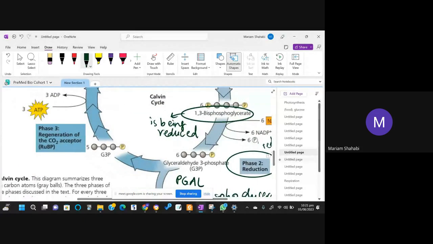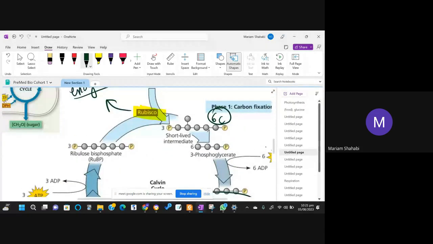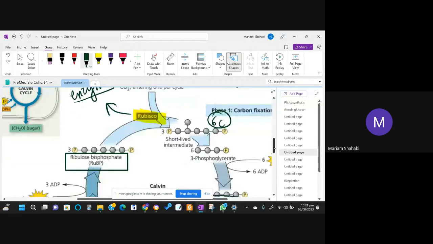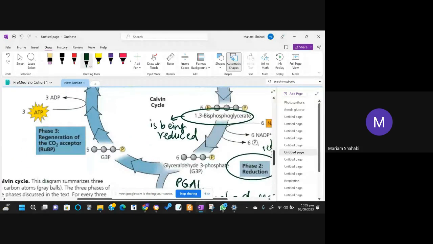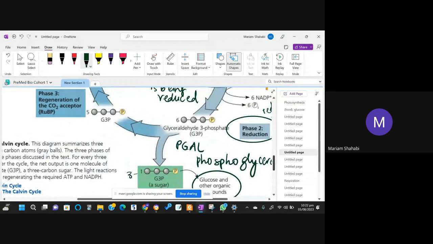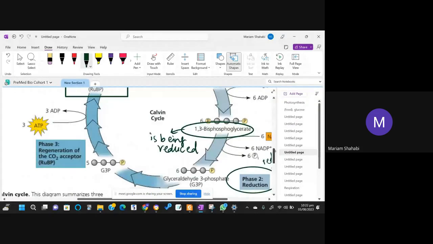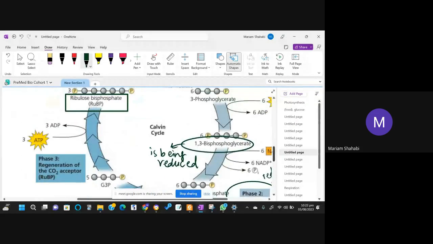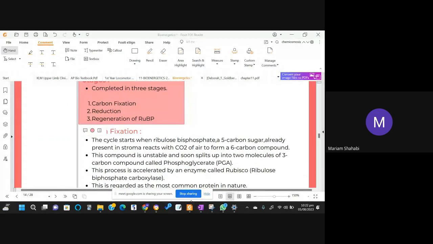Now we have to regenerate this compound RuBP that we started with. We need to regenerate ribulose 1,5-bisphosphate. And so what we will do is one carbon has been taken out from here. Now you have your 5-carbon compound remaining, and then that will be regenerated by the addition of ATP. There is a better diagram that I should show you for this.